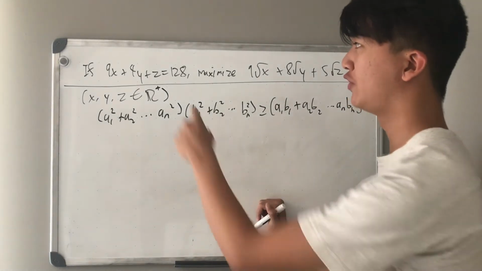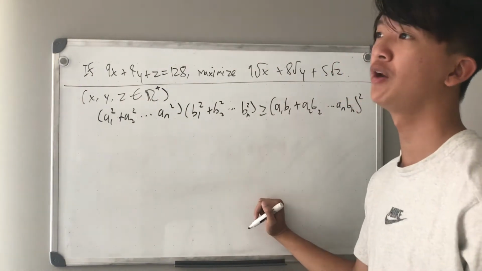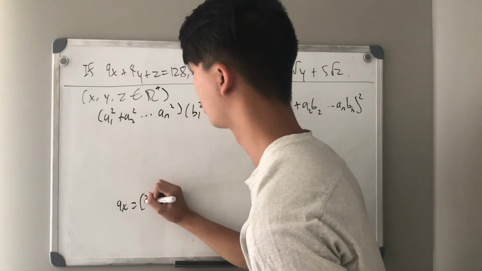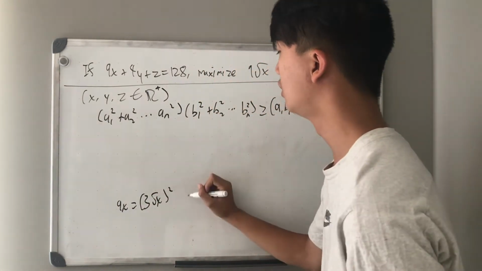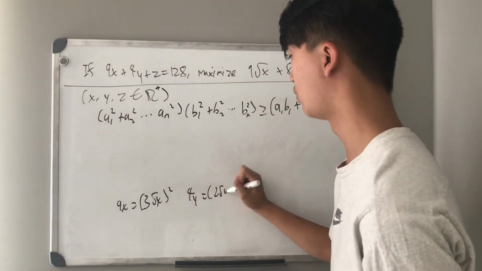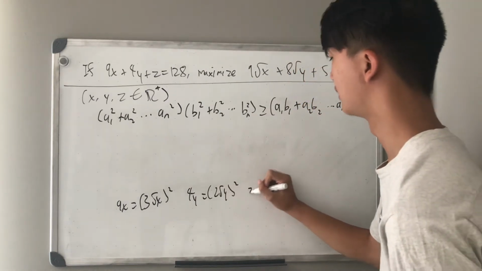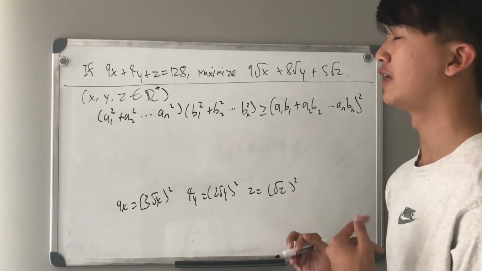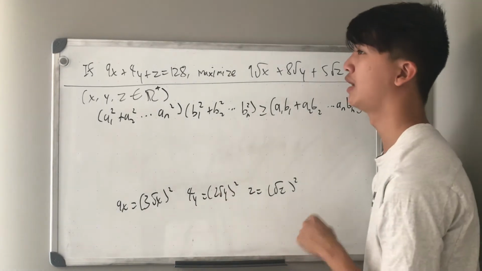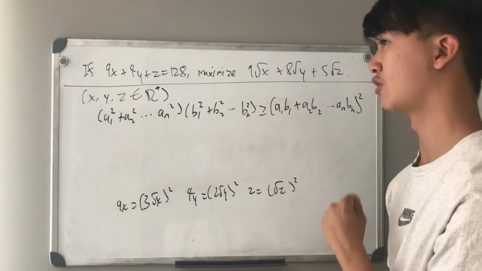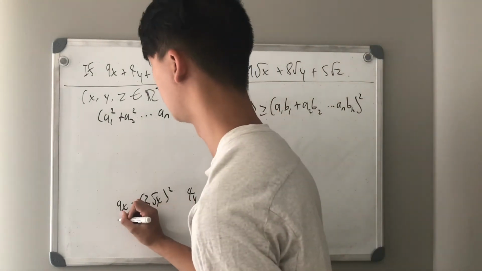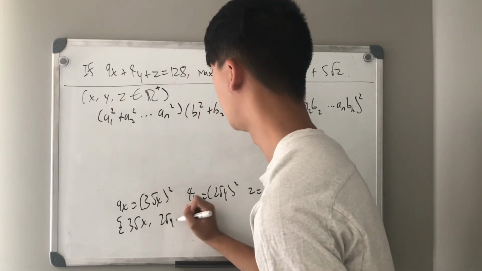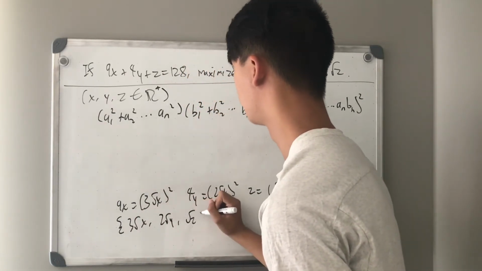So we notice that the coefficients before all of these terms, being 9, 4, and 1, are all perfect squares. So 9x is equal to 3 root x all squared, 4y is equal to 2 root y all squared, and z is equal to root z all squared. That lets us use 3 root x, 2 root y, and root z as our first set. So our first set is going to be 3 root x, 2 root y, and root z.